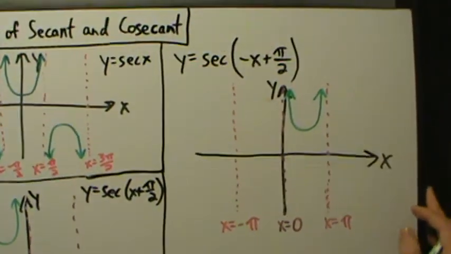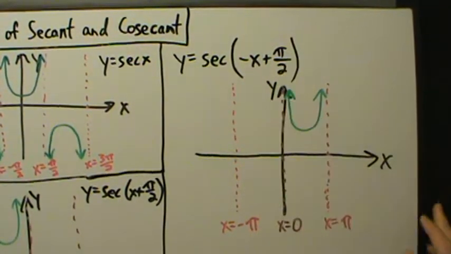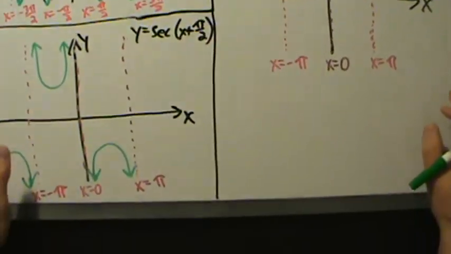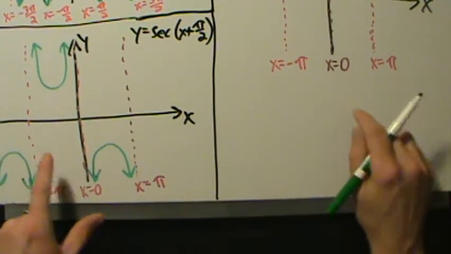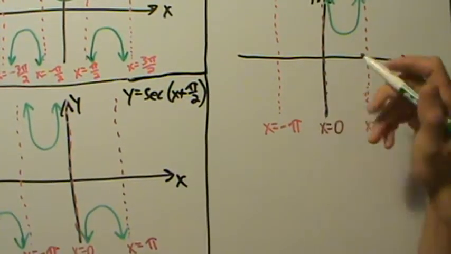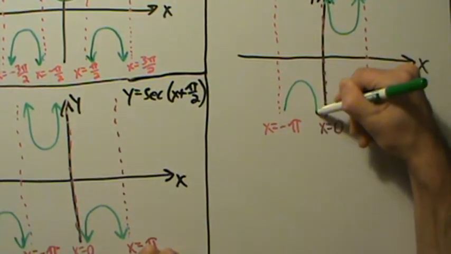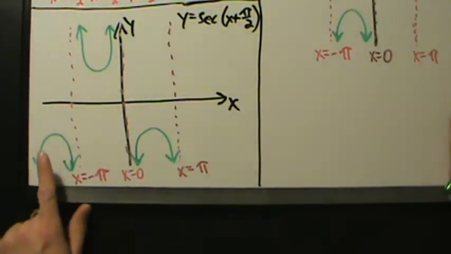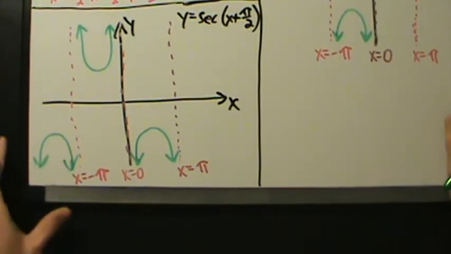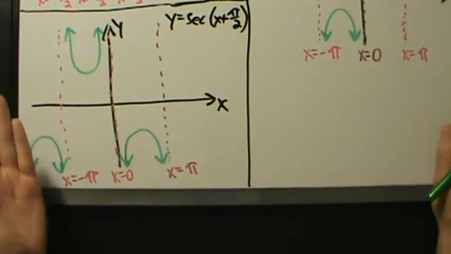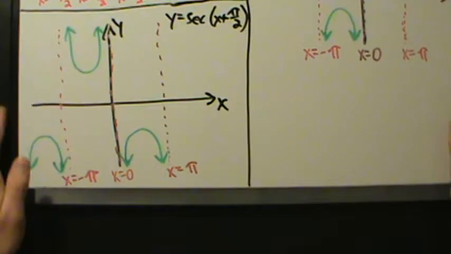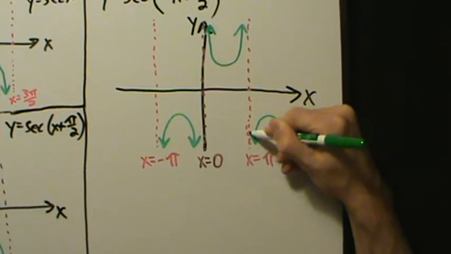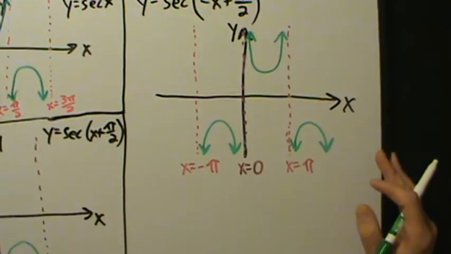So again, this negative in front of the x reflected everything over the y-axis. So the asymptotes stay the same. This piece got reflected over to this piece. This piece is going to get reflected into here. So that's going to happen there. And then likewise, this piece over here is going to get reflected over into here, down here. So that's down over here, basically. Okay, so that's what's going on there.